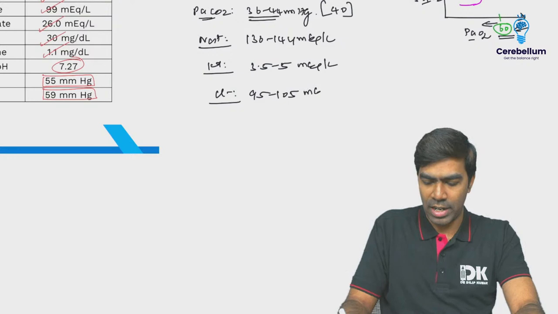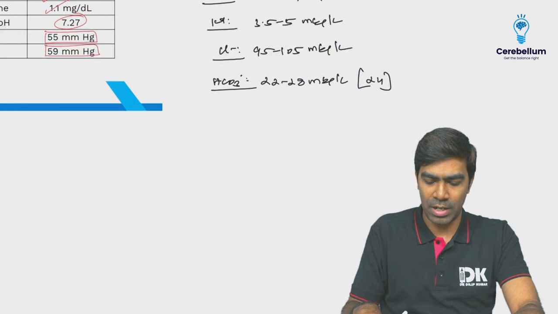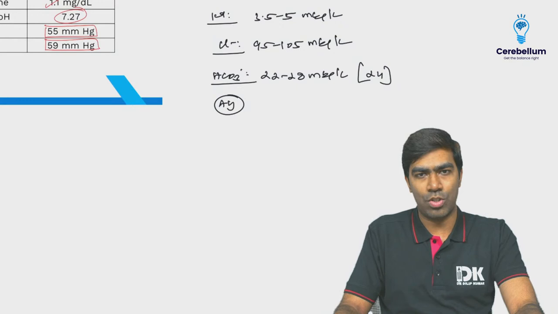And what is the normal bicarbonate? Normal bicarbonate is going to be 22 to 28. Again, there's a lot of variation in the textbooks, but the average value is going to be the same. That's going to be 24 milliequivalents per liter. That's the average bicarbonate. And finally, last but not least, you need to know about the concept of anion gap also. So what is anion gap?